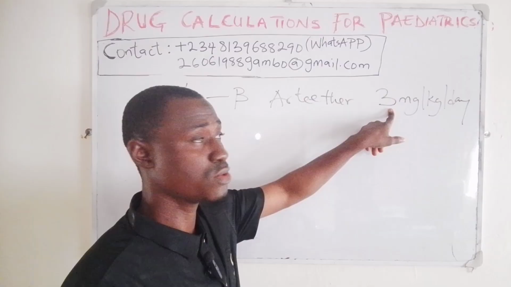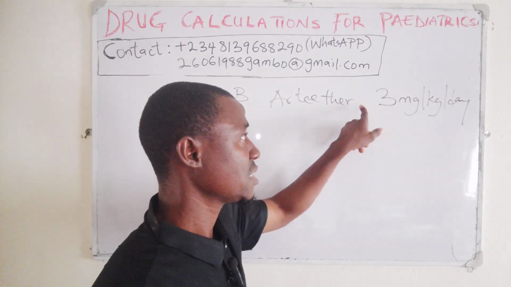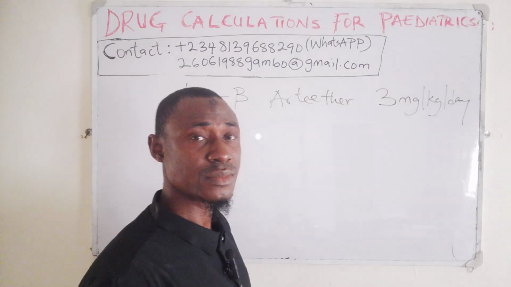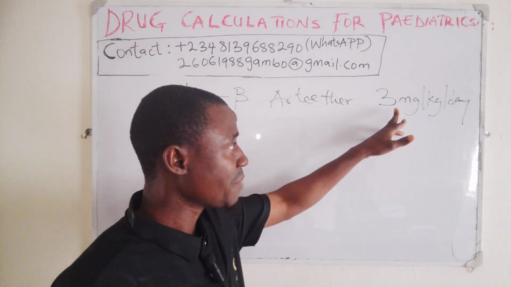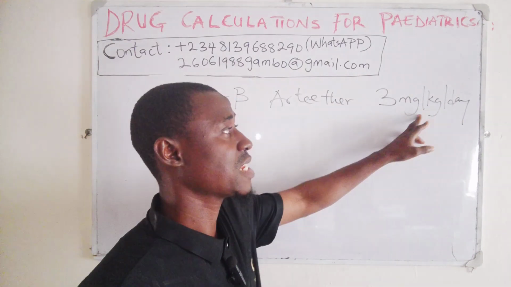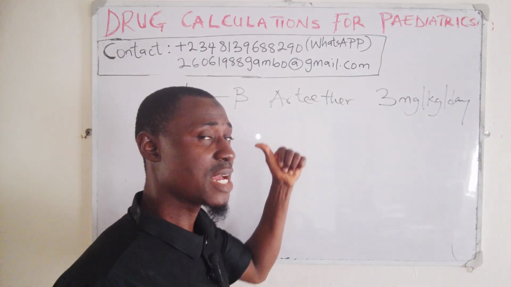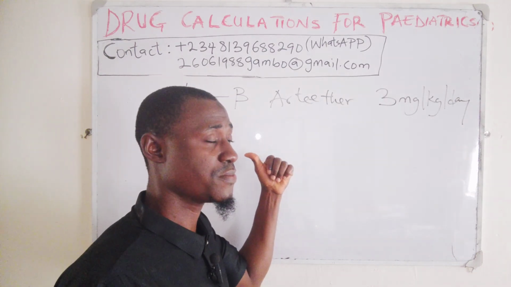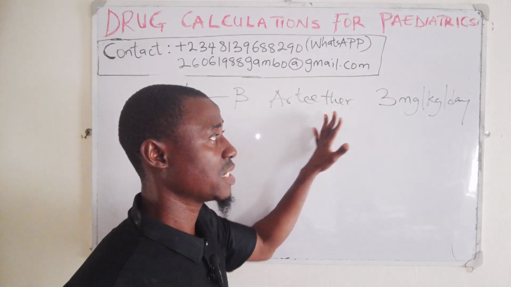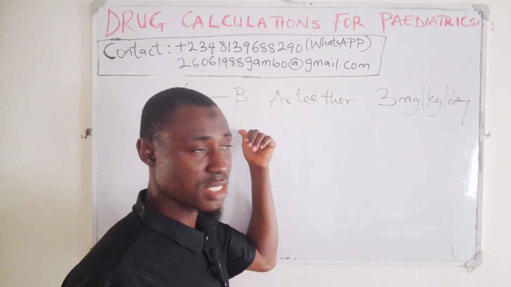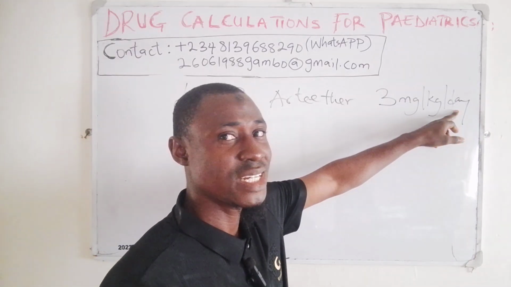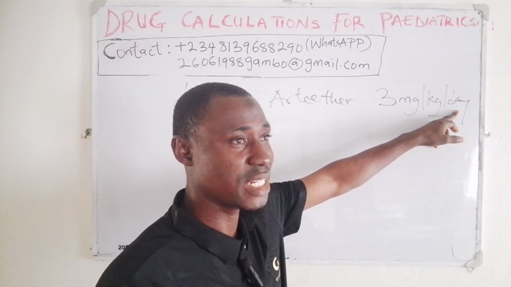The drug is dosed at 3 milligrams per kg per day. So what does it mean? That means all I need is to get the weight of the child. Once I get the weight of the child, you can apply the formula we have used to get the dose for amoxicillin. You can use that formula to get the dose for your alpha beta theta. And the good thing here is it's just per day and not in 2 or 3 divided doses.